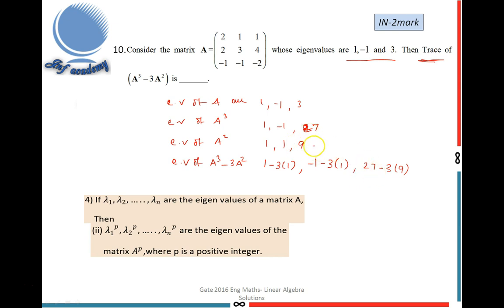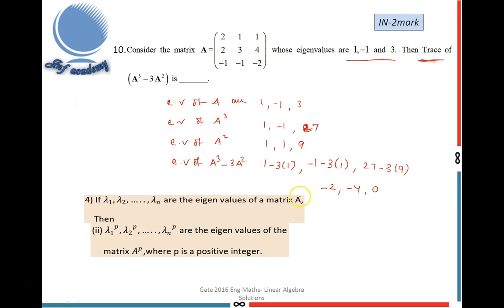A cube value is 27. This is 9. 3 into 9. 1 minus 3 minus 2, minus 1 minus 3 minus 4. 27 minus 27 is 0. So finally I got the eigenvalues of the matrix A cube minus 3A square are minus 2, minus 4, 0.